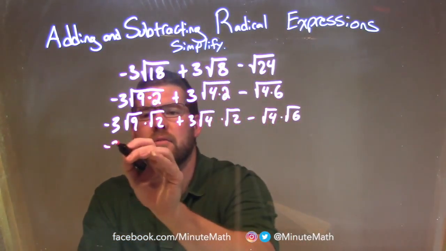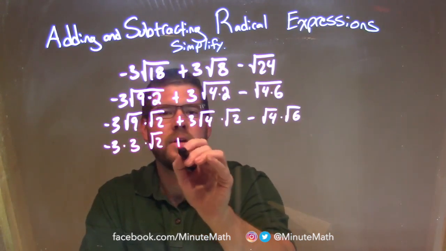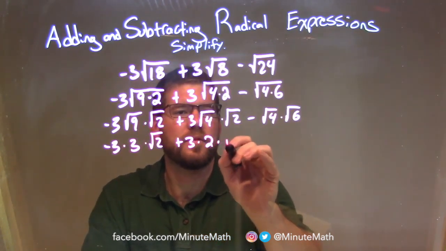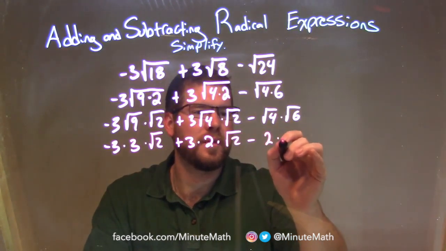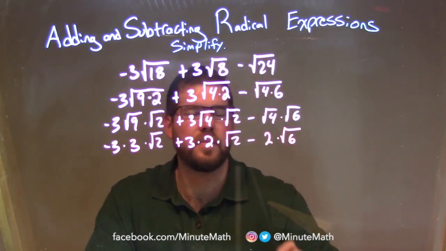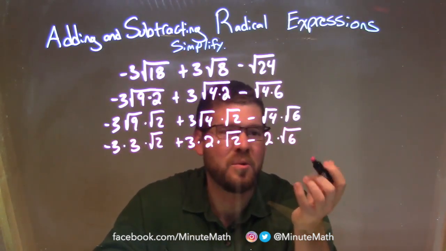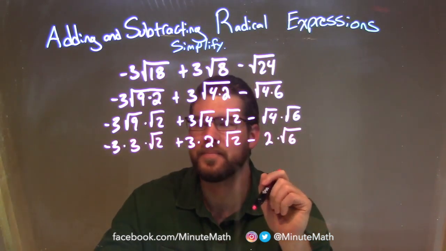So we have negative 3 times the square root of 9, which is 3, times the square root of 2. 3 times the square root of 4, which is 2, times the square root of 2. And then minus the square root of 4, which is 2, times the square root of 6. Okay? Now square root of 6 can break down to be 2 times 3, but it really can't simplify anymore from there. So we're just going to leave it as square root of 6 in simplest form there.